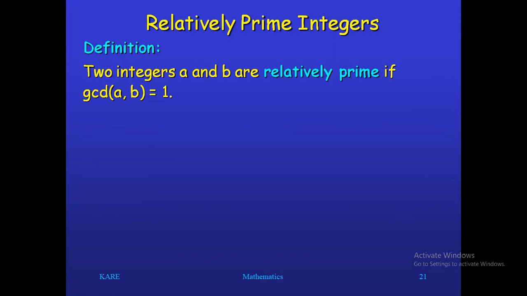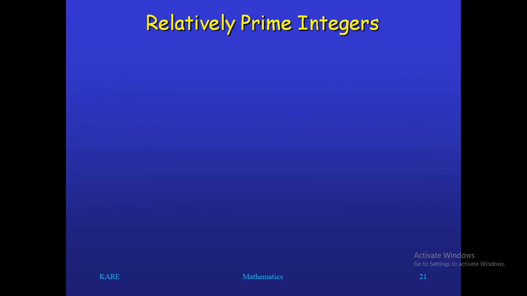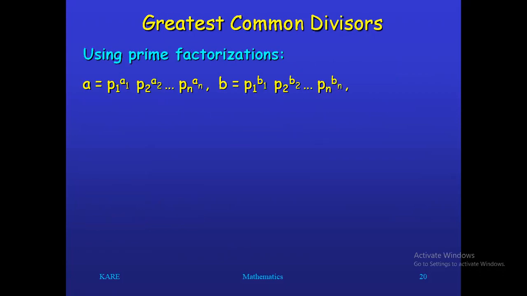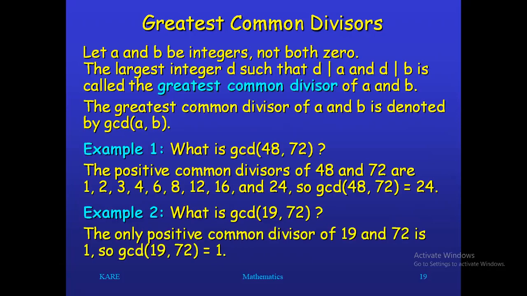In the previous slides, we have seen one example where the GCD is equal to 1. Hope you remember. What is the GCD of 19 comma 72? GCD of 19 comma 72 is equal to 1. In such cases, I can say that 19 and 72 are relatively prime.